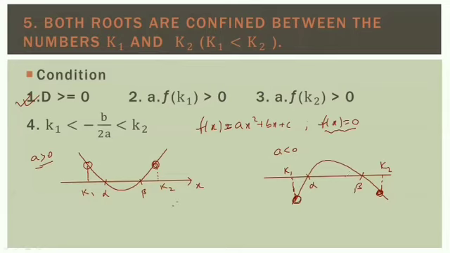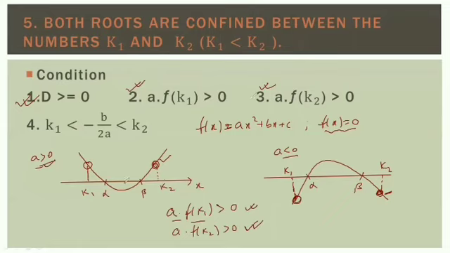Okay, so when a is positive, f of k1 is positive, so the product will be positive. When a is negative, f of k1 is negative, so the product is always positive. When a is positive, f of k2 is positive, that means a into f of k2 is positive. When a is negative, f of k2 is also negative, that means the product is positive. So these are the second condition and third condition.